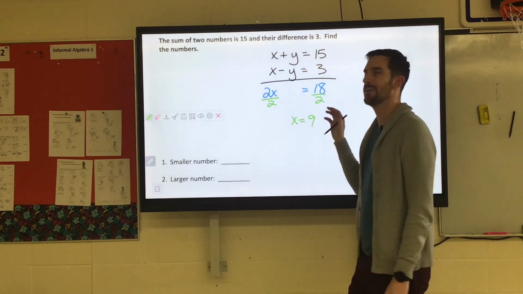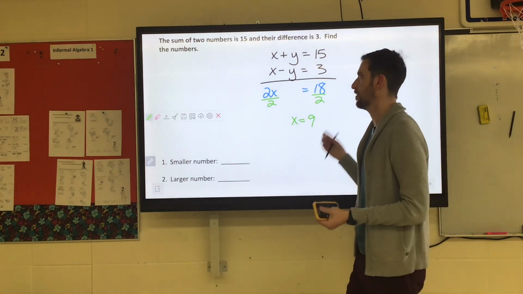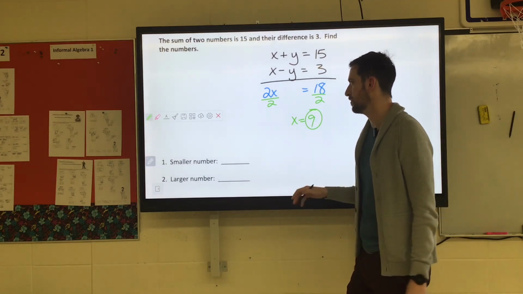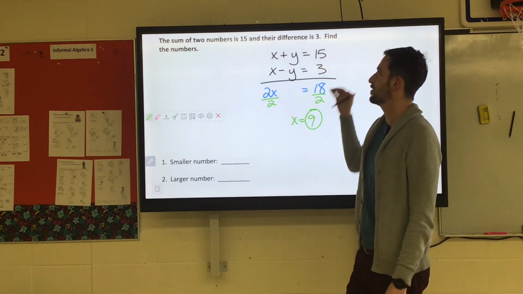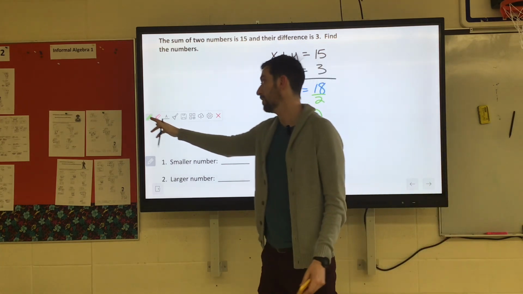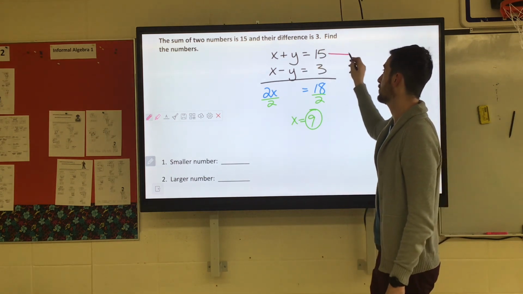Now remember, we made up x. We're not looking for a coordinate necessarily. We're just looking for numbers that work in both equations. So 9 is one of our answers. To figure out the other, we'd have to substitute it back into one of the two equations. It doesn't matter which one. I always say look for which one looks easier. To me, that first one looks easier to work with.